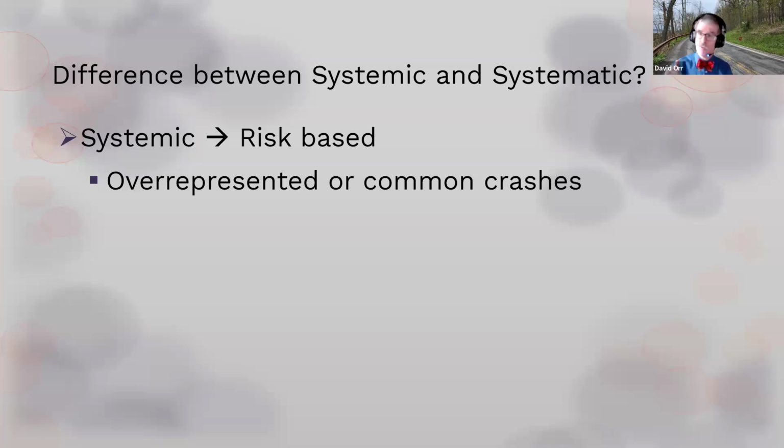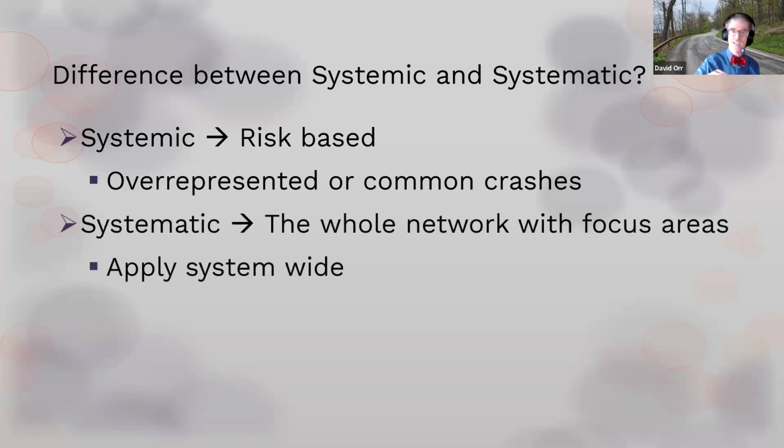We're looking for overrepresented, there's more crashes than we would expect, or the really common crash types that are occurring. And we apply things just in those places or for those types of crashes, versus systematic, which is the entire network with a focus area, maybe on, as I say, safety edge or curve delineation or stripes. And we apply them system-wide. So just keep that in mind. I actually like the term risk-based versus whole network sometimes, just to think about that.